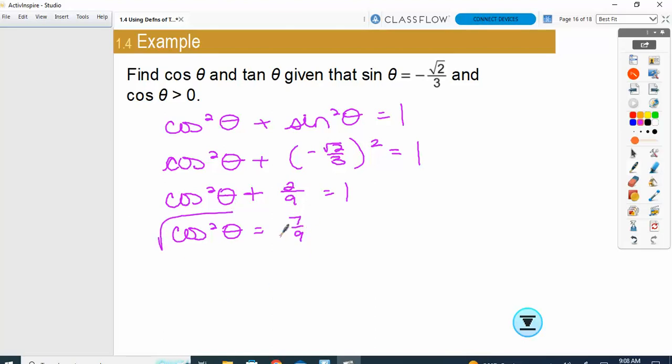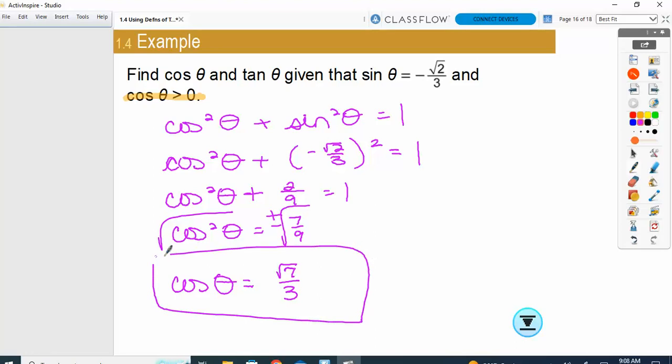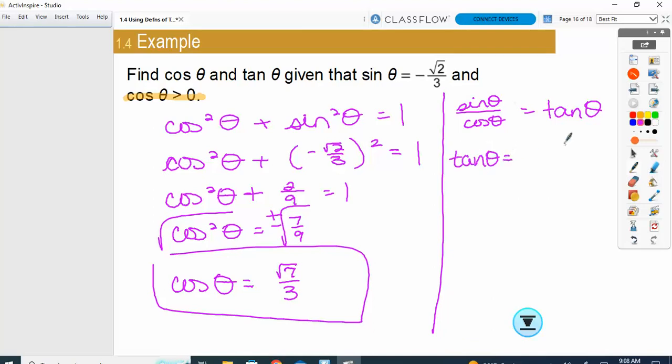To get rid of a square, we square root plus or minus, but I said cosine is greater than 0, so we'll take the positive. We don't know the square root of 7, but the square root of 9 is 3. And then if you have sine and cosine, you can use that sine divided by cosine equals tangent. So it's a negative radical 2 over 3 divided by radical 7 over 3.